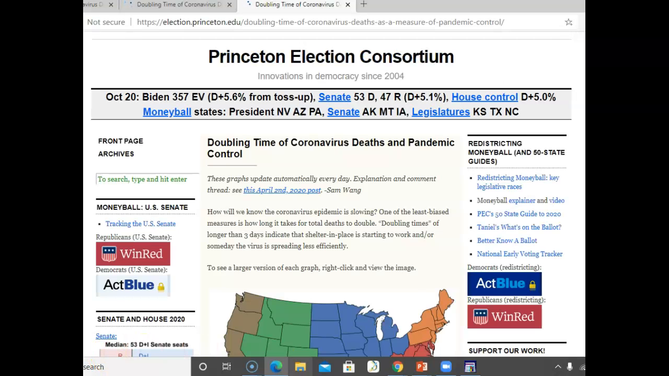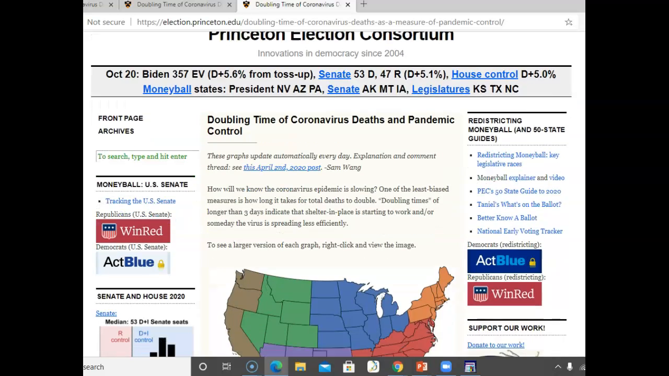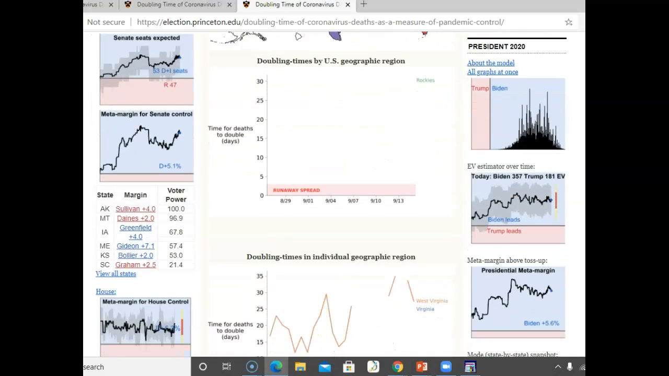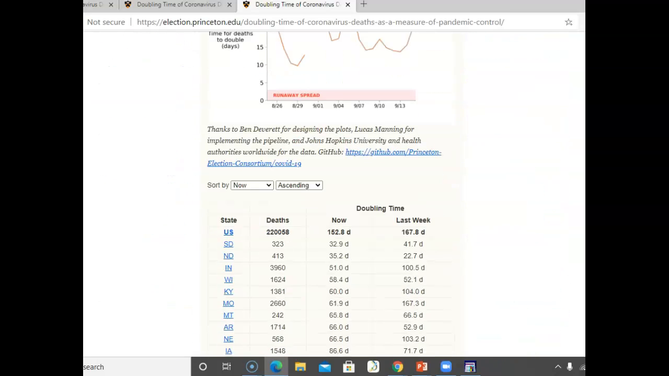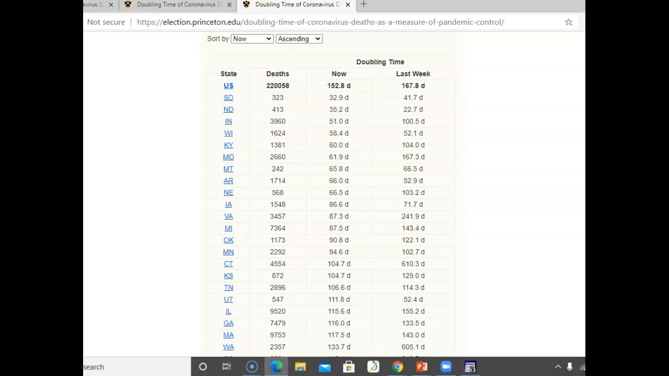So what I have gone over to here is a website, electionprinceton.edu, and it's talking about the doubling times of COVID in different parts of the country. So if we look at this, there's actually a chart near the bottom here where you can look at the different states and look at their doubling times and compare it to last week.